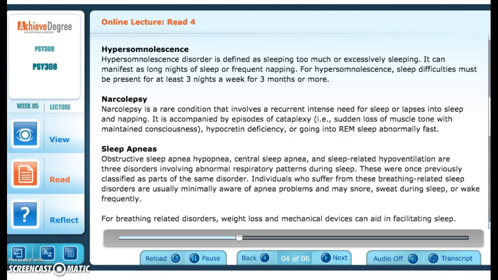Narcolepsy. Narcolepsy is a rare condition that involves a recurrent, intense need for sleep or lapses into sleep and napping. It is accompanied by episodes of cataplexy, i.e., sudden loss of muscle tone with maintained consciousness, hypocretin deficiency, or going into REM sleep abnormally fast.